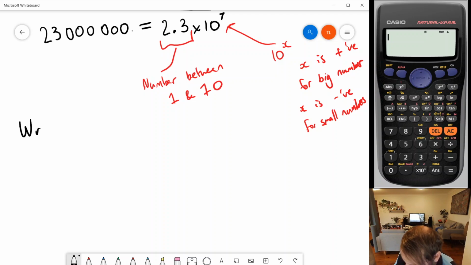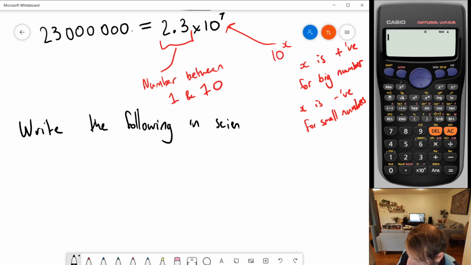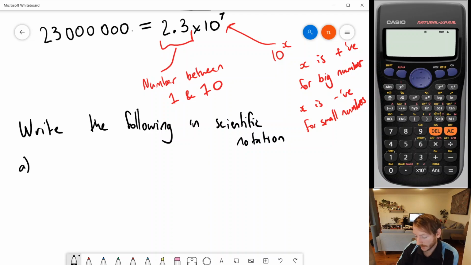So, write the following in scientific notation. Okay, let's say I've got 46,700. I need to write this number in scientific notation. First step, I need a number between 1 and 10 from this number. You can see the decimal point is going to go here, 4.67.